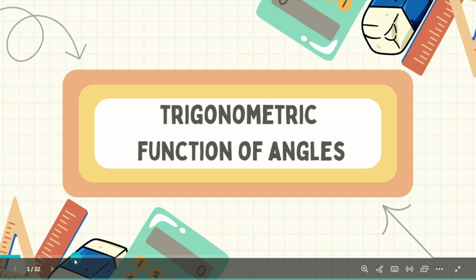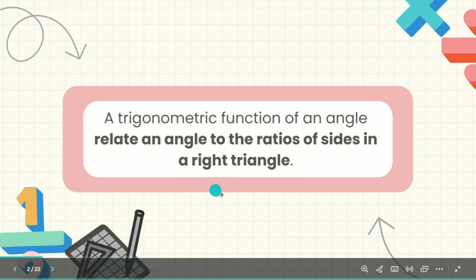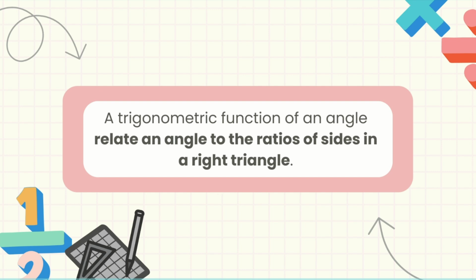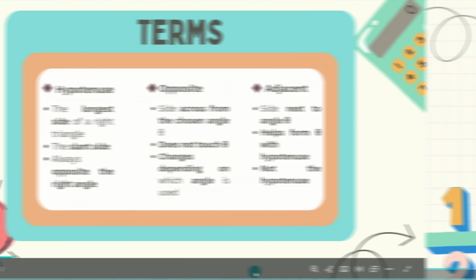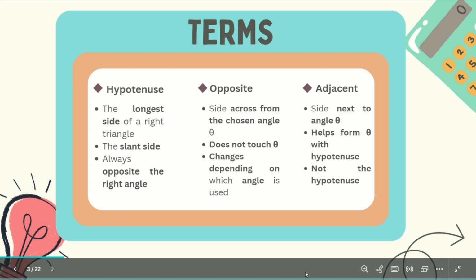Trigonometric functions of angles. A trigonometric function of an angle relates an angle to the ratios of sides in a right triangle. So here we move to terms. First we have the hypotenuse. The hypotenuse is the longest side of a right triangle. It is the slant side. It is always opposite the right angle.